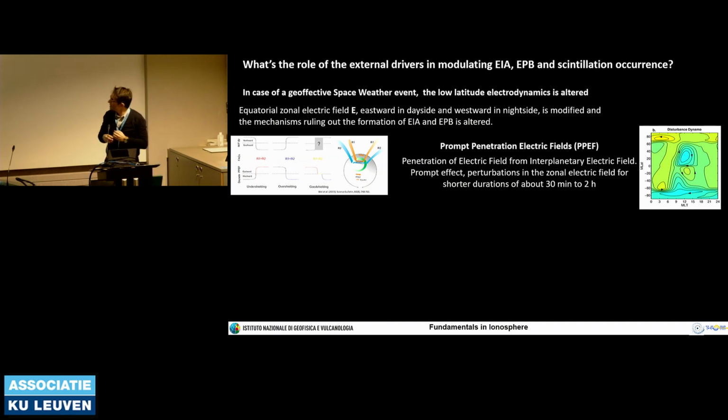This creates some undershielding conditions that allow penetration of electric field from the magnetosphere down to the ionosphere through the ionospheric waveguide. And this is at the flip, the southward flip of the magnetic field. So when Bz turns to negative values, and the opposite happens in the opposite condition. And this penetration of electric field is a prompt response. It is of shorter duration, and it affects the electrodynamics from about 30 minutes to 2 hours.